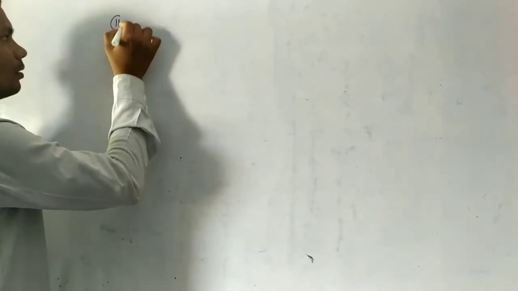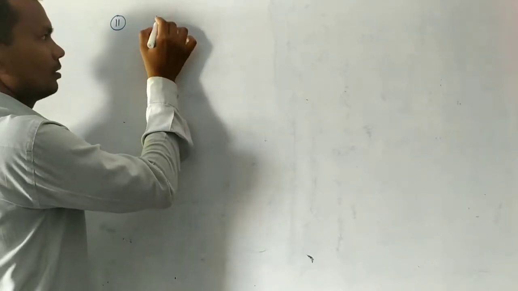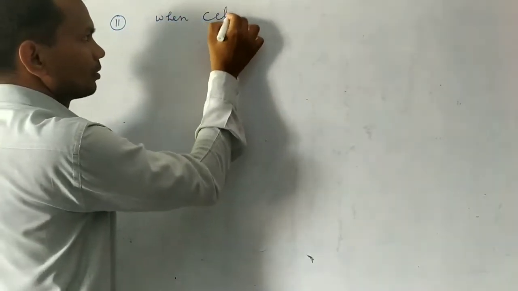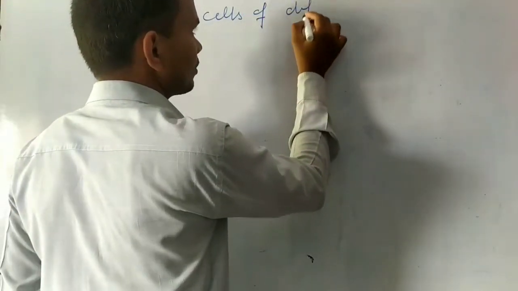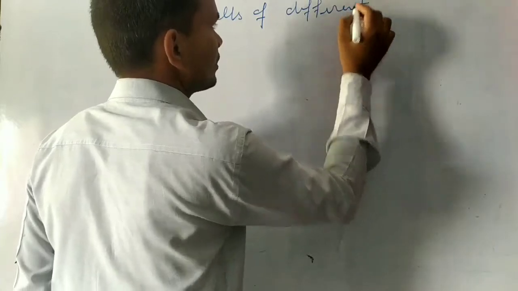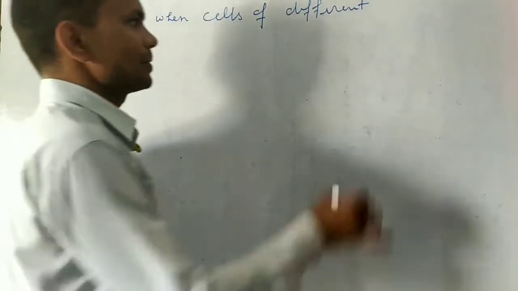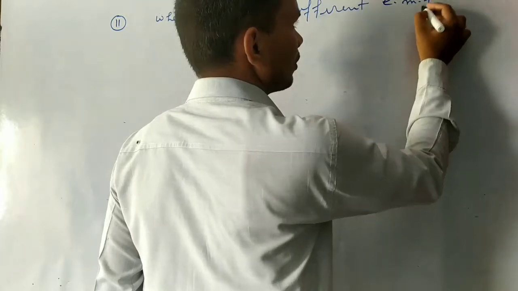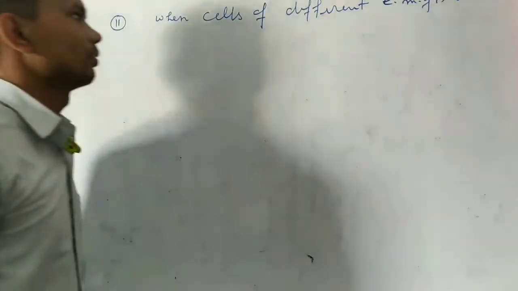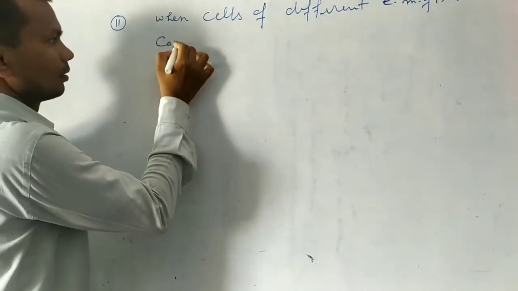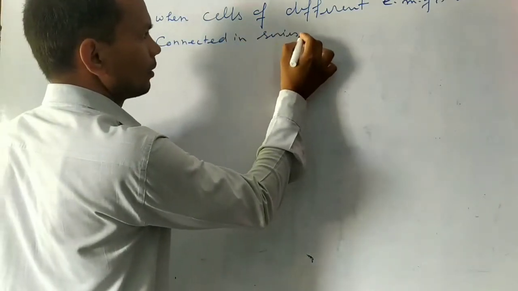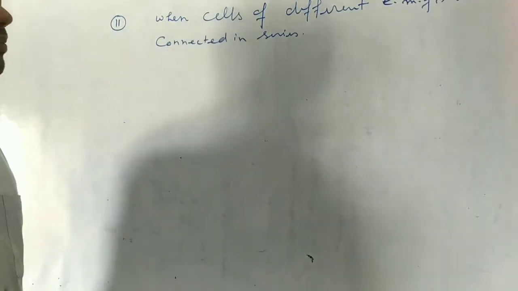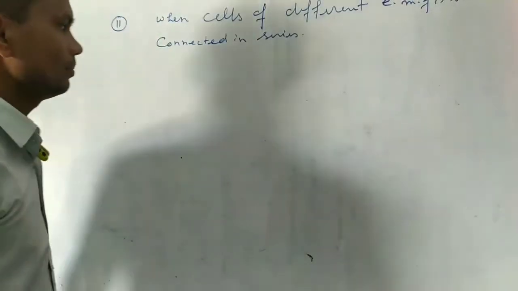Second one, in series combination when cells of different EMFs are connected in series. This is when cells of different EMFs are connected in series, means what?